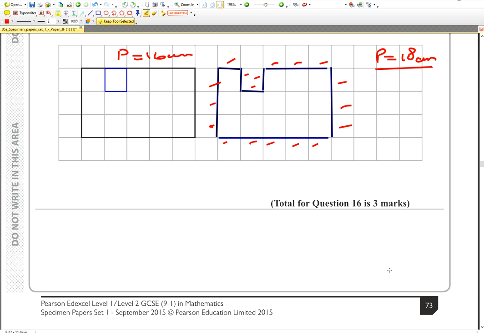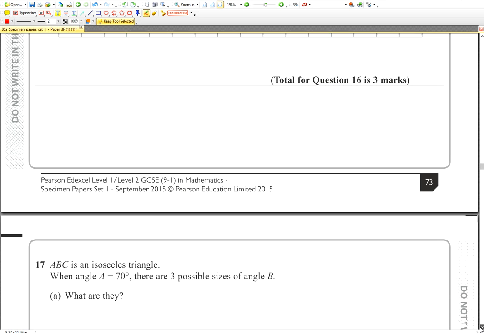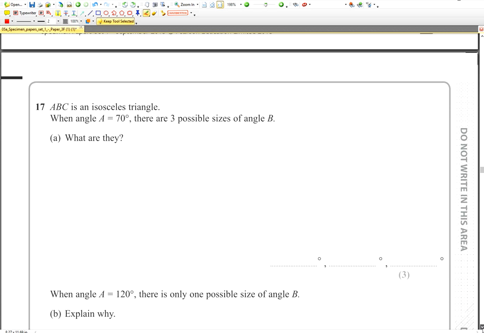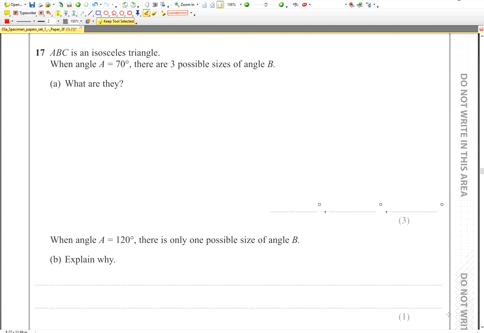Okay. Right, are you happy with that? So any variation was good. Okay, the next question. ABC is an isosceles triangle. When angle A is 70, there are 3 possible sizes of angle B. Did anybody draw the triangles out? Yeah, look, I drew them out here.